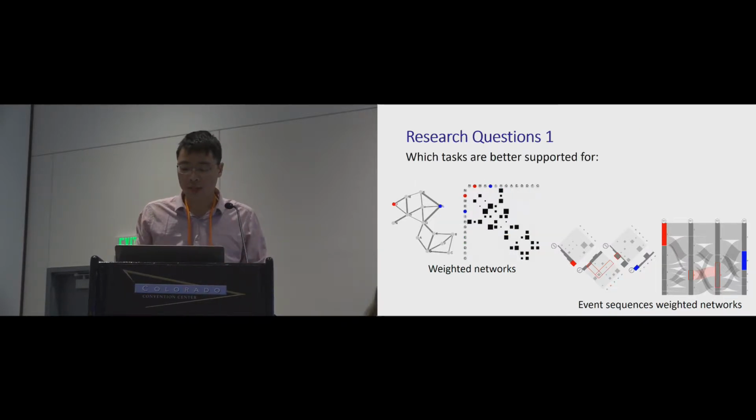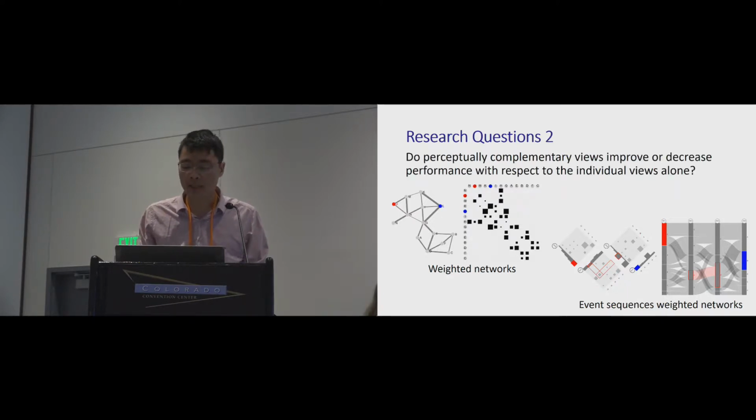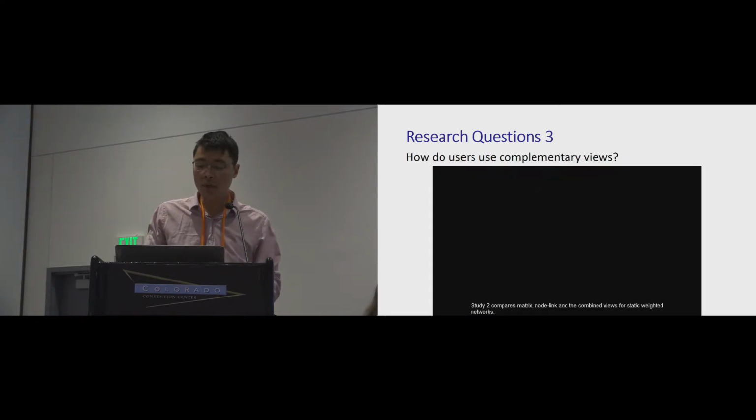Because each view has its pros and cons, we wanted to understand which tasks are better for which views in both scenarios. We also want to understand whether complementary views actually improve performance, or whether they are merely a distraction to people and add additional complexity. Another thing we want to understand is how users use complementary views. Do users understand which view to use, and when, in the combined views?